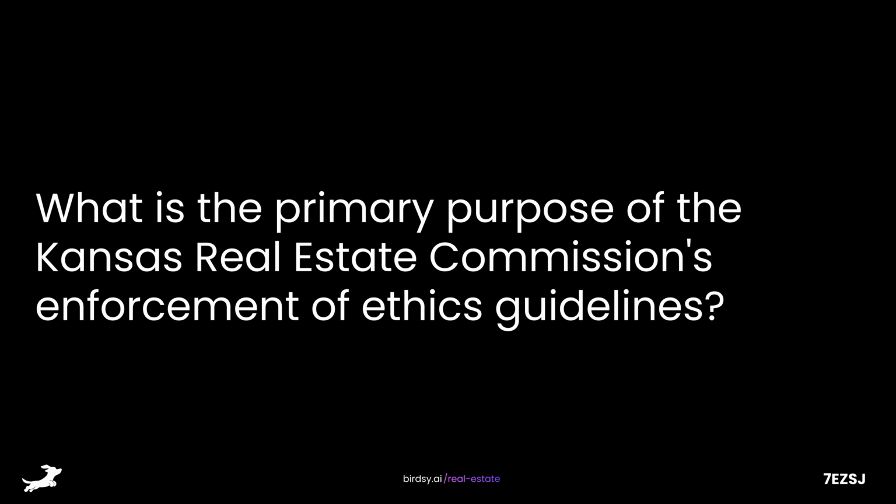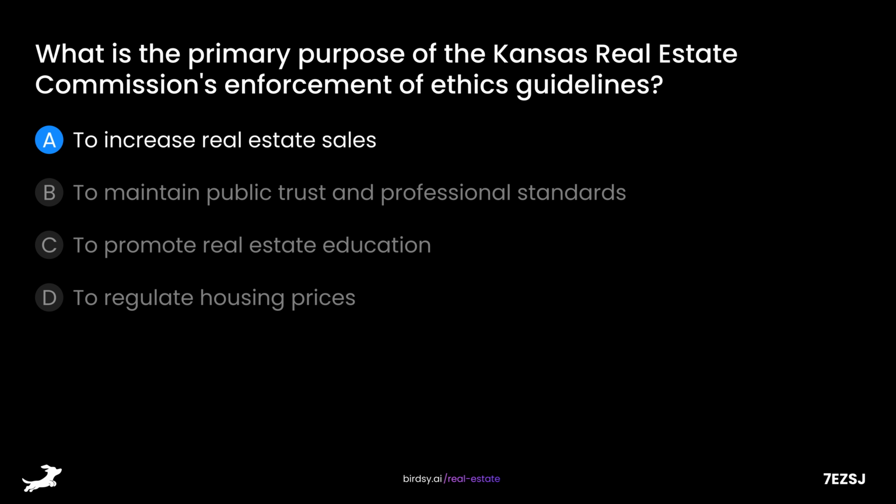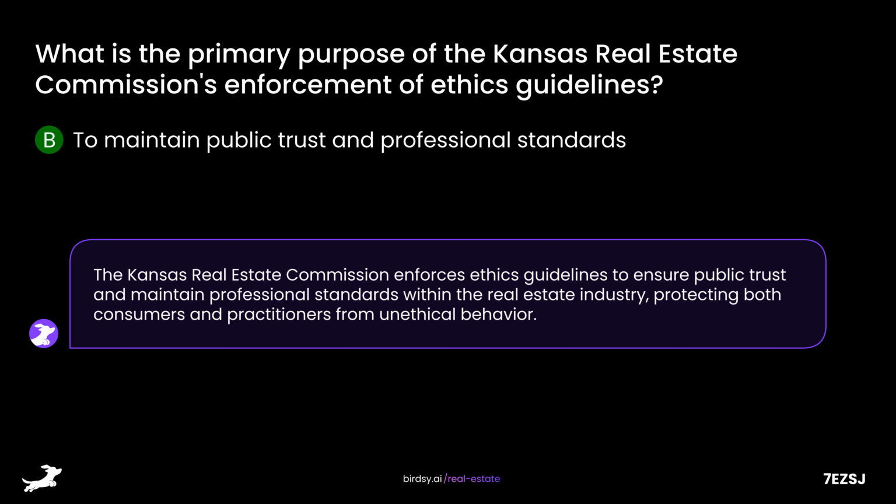What is the primary purpose of the Kansas Real Estate Commission's enforcement of ethics guidelines? Is it A, to increase real estate sales, B, to maintain public trust and professional standards, C, to promote real estate education, or D, to regulate housing prices? The answer is B, to maintain public trust and professional standards. The Kansas Real Estate Commission enforces ethics guidelines to ensure public trust and maintain professional standards within the real estate industry, protecting both consumers and practitioners from unethical behavior.